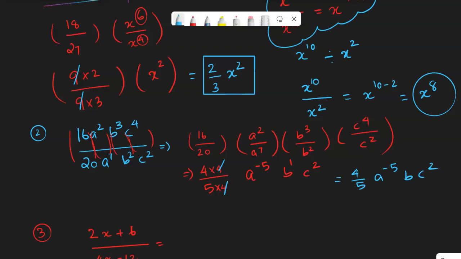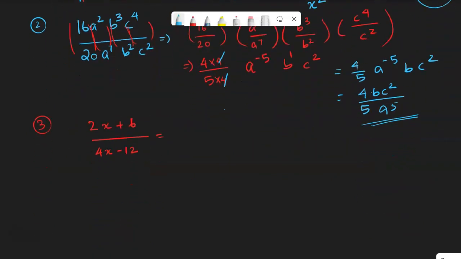Sometimes teachers may look for the most simplified form. Since you have a negative exponent here, you can move that to the denominator and write it with a positive power. So you can rewrite this answer as 4 b c squared divided by, in the denominator, 5 and a to the power 5. So that is your answer for the second type of problem.